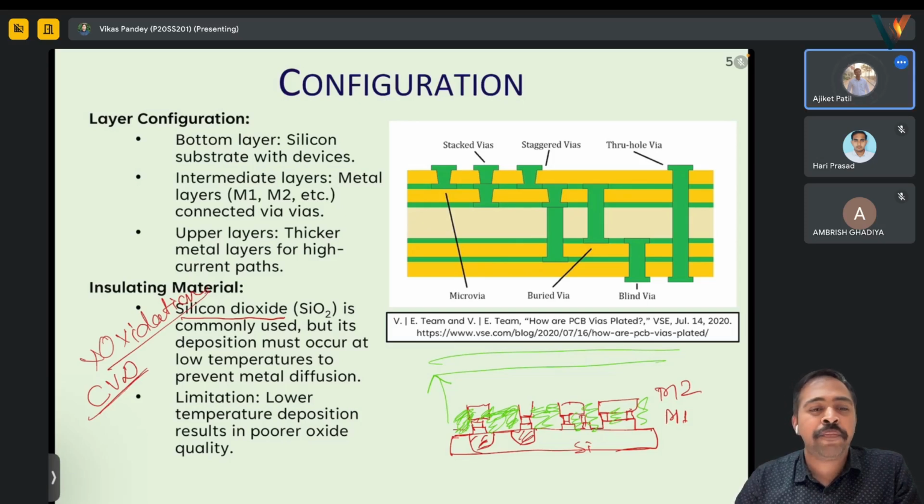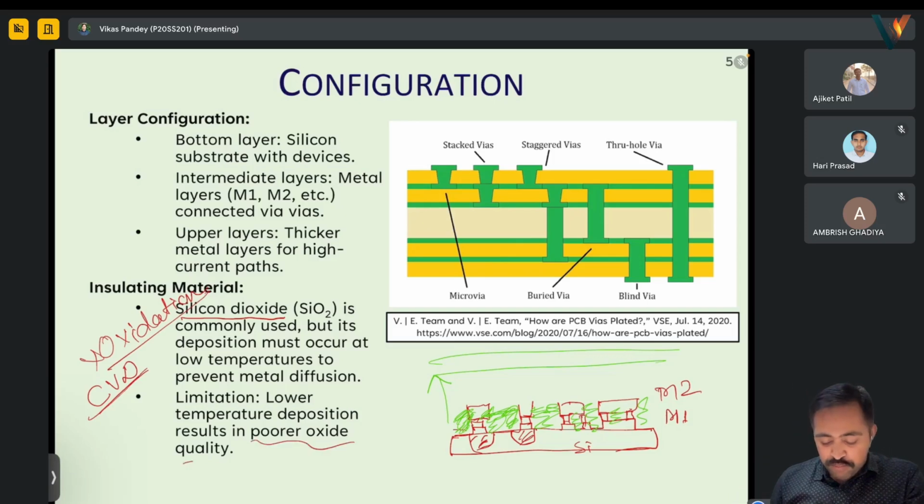Right. But the problem with silicon dioxide is that lower temperature deposition actually leads to poor oxide quality. We want better oxide. So these are some things we have to take care of while making this. Okay.